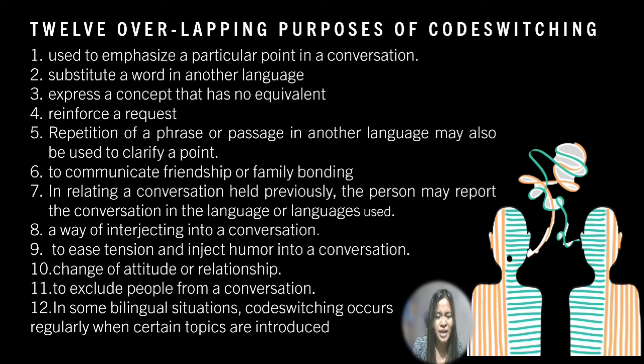So next is to communicate friendship or family bonding. So for example, two people may be speaking Spanish together. So when one reports a previous conversation with an English monolingual, that conversation is reported authentically, for example, in English as it occurred. 7. In relating a conversation had previously, the person may report the conversation in the language or languages used.